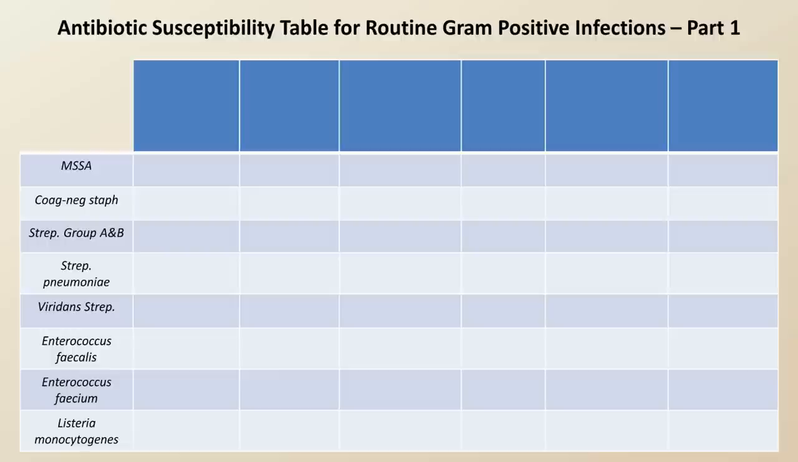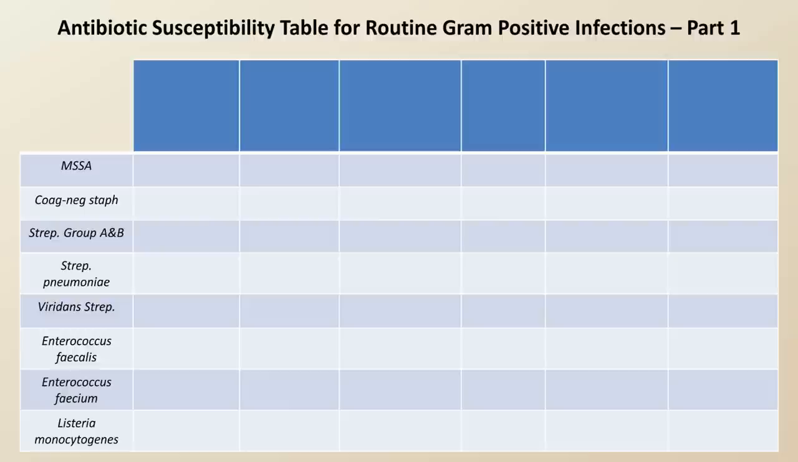So here's the first of these charts. This is an antibiotic susceptibility table for routine gram-positive infections, which are listed on the left. Methicillin-sensitive staph aureus, coagulase-negative staph, group A and B streptococcus, strep pneumoniae, which you may recall is also known as pneumococcus, Viridans group strep, Enterococcus faecalis and faecium, and lastly, Listeria.